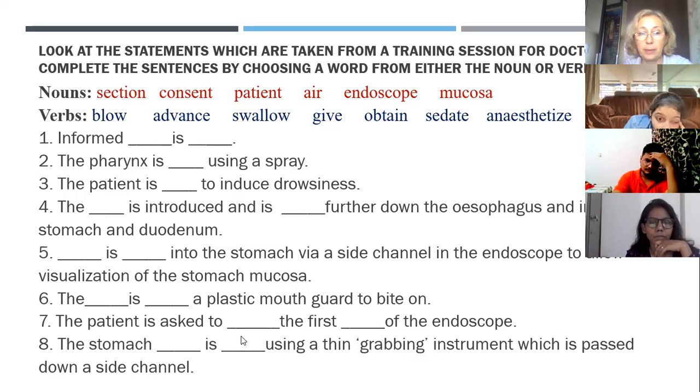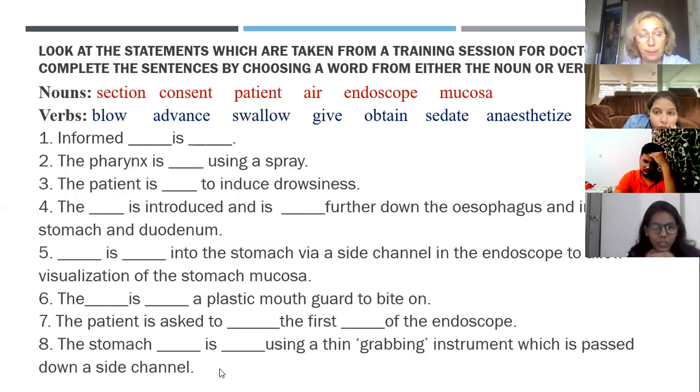So who can help us? Yeah. To swallow the first section of the endoscope. Okay, and the last one is for Vandana.